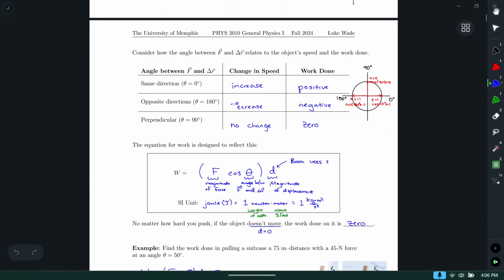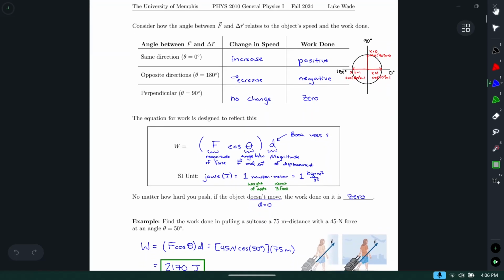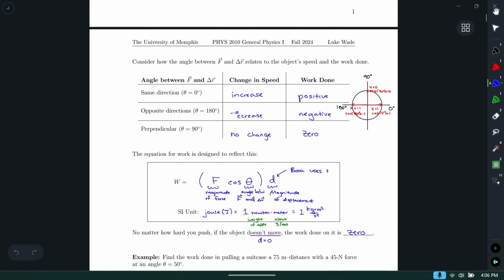Math-wise, for work, what you're going to want to know is how to tell if it's positive, negative, or zero, and that's going to be what this table's telling you. Work is positive if the force acts in the same direction as the displacement of the object. So if you're pushing in the same direction something's moving, that's positive work. If you are pushing in the opposite direction that something is moving, that's negative. If you are pushing perpendicular to the direction it's moving, that is zero work. You can also talk about it in terms of whether it's going to speed something up, slow it down, or not change its speed. Those are equivalent ways to speak about positive, negative, or zero work done.